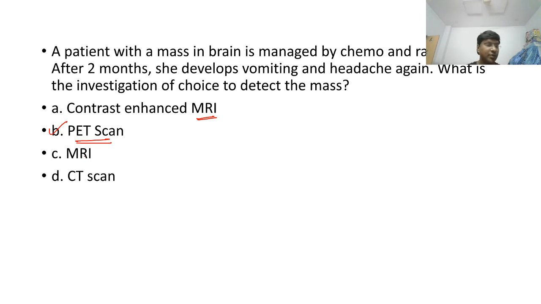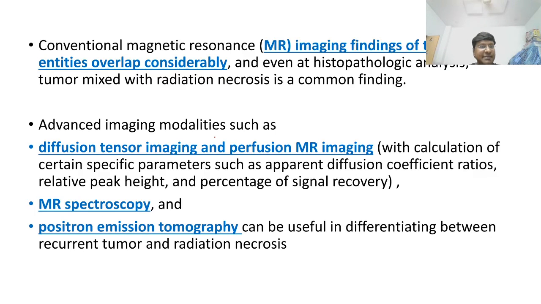Okay. Now, let me explain you. The disadvantage of your MRI, that is contrast enhanced MRI or conventional MRI, is that there will be a considerable overlap of the findings, and that is the reason why we don't use the MRI for the purpose of making out the mass. But what are the recent methods which have come up to detect the mass? The recent method which has come up is your PET scan.